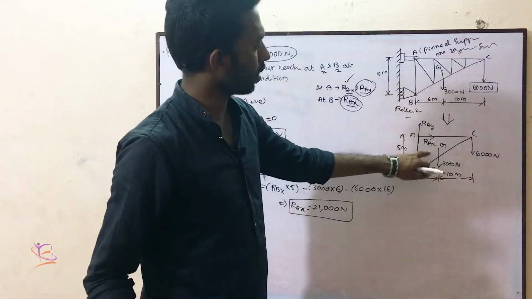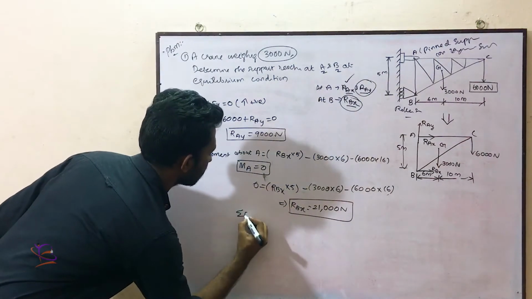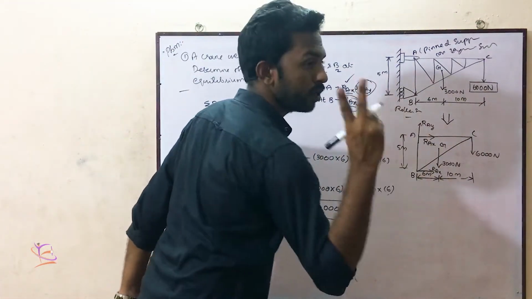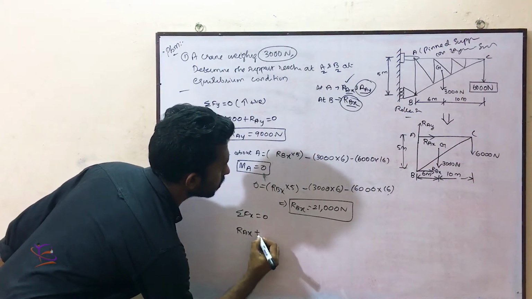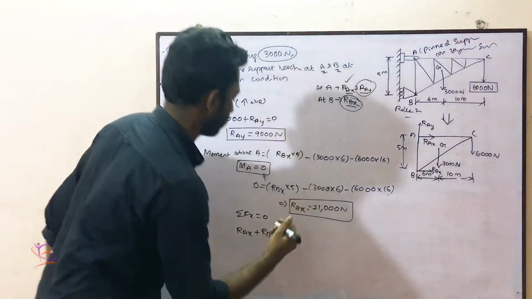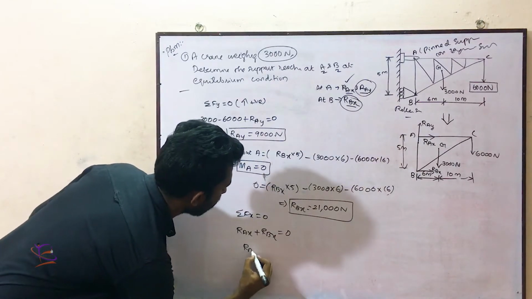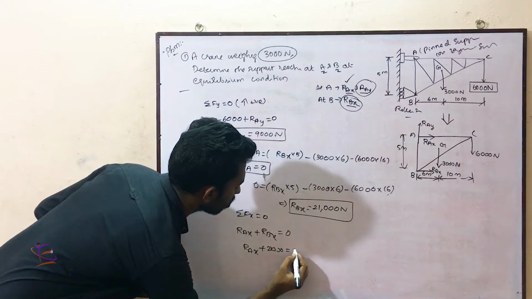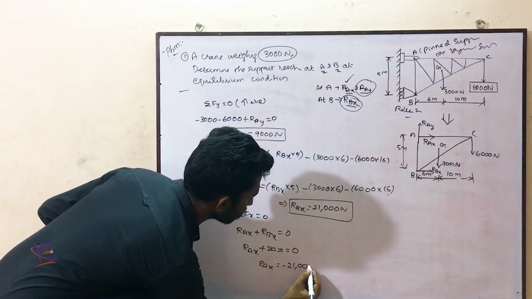So you can consider the horizontal forces. Summation Fx equal to 0. What is the summation of X? Only two reaction forces are there, RAX plus RBX. Both are towards the positive direction, equal to 0. Now you can substitute 21,000 here. RAX plus 21,000 is equal to 0, or RAX equals minus 21,000 Newton.